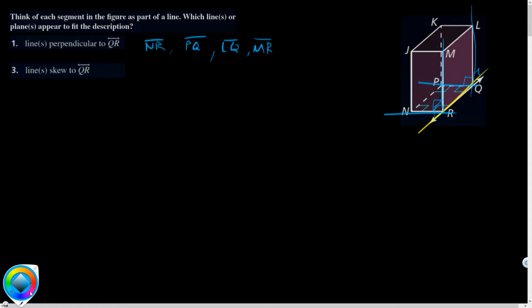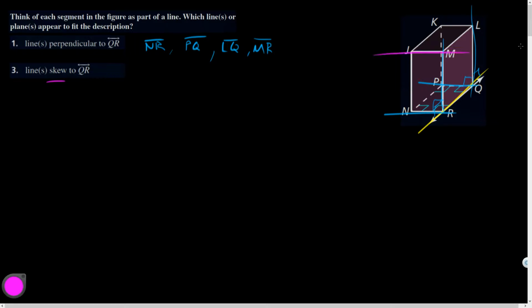So how about this one? How about lines skew to QR? So skew lines don't intersect. You might think, well, so they're parallel? No, not necessarily. They exist on different planes. Parallel lines don't intersect on the same plane. So for instance, ML is parallel to QR, but they share this plane, right? Or NP is parallel to QR, but they share this plane.